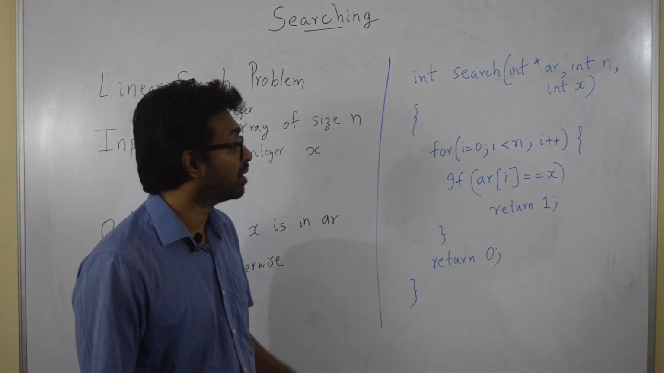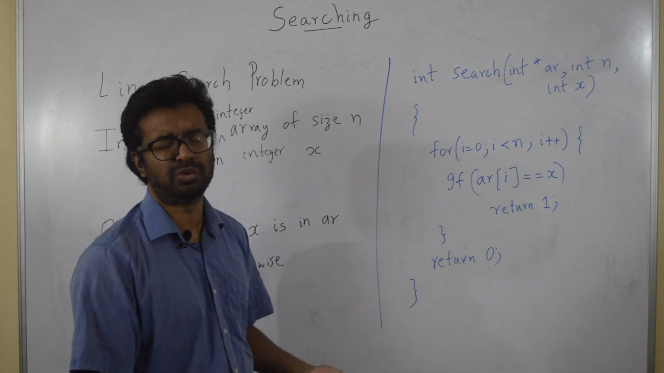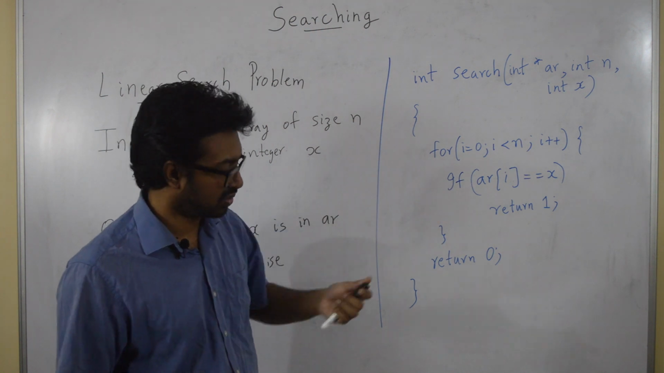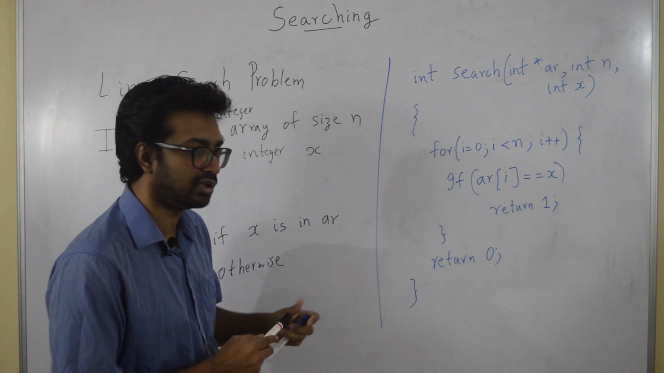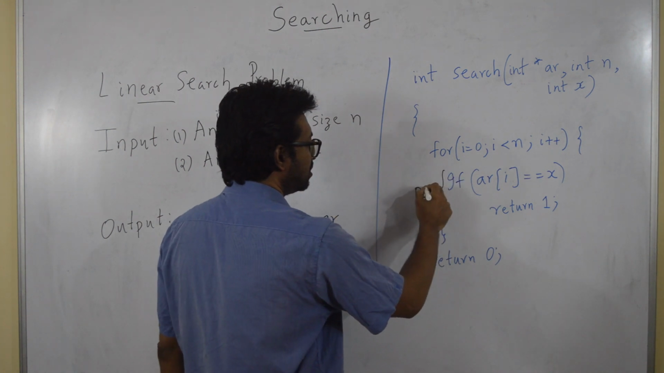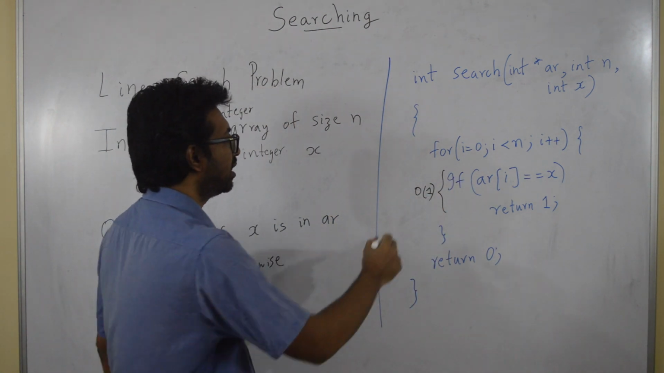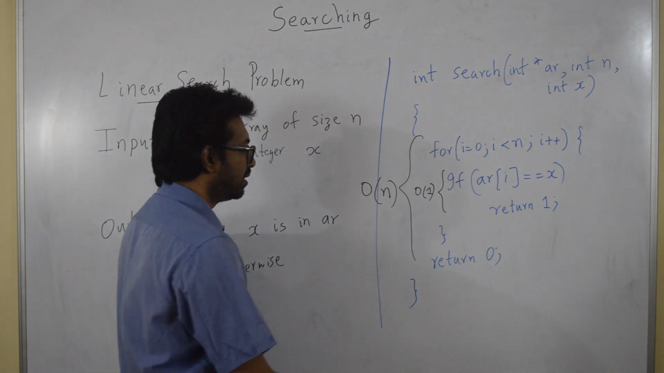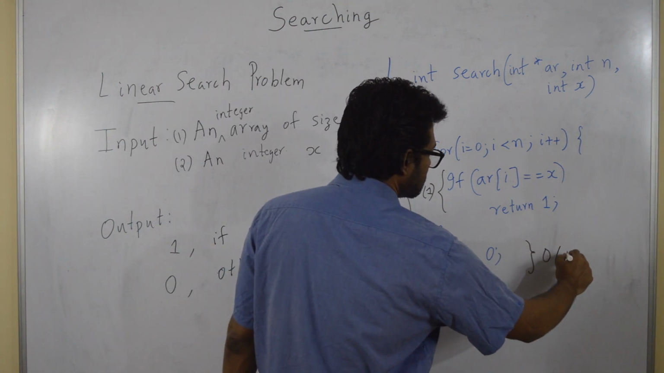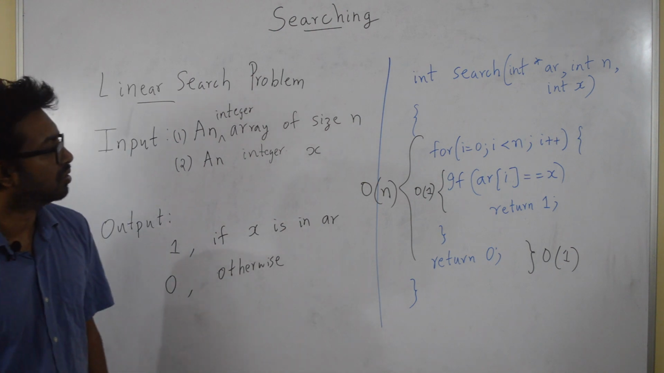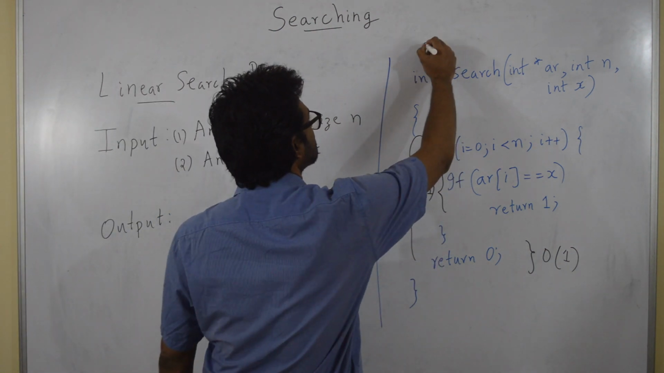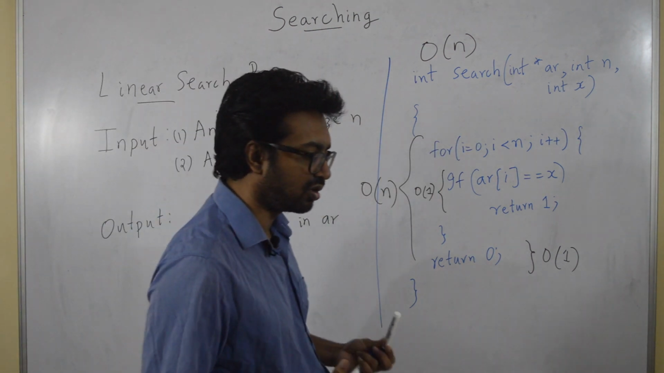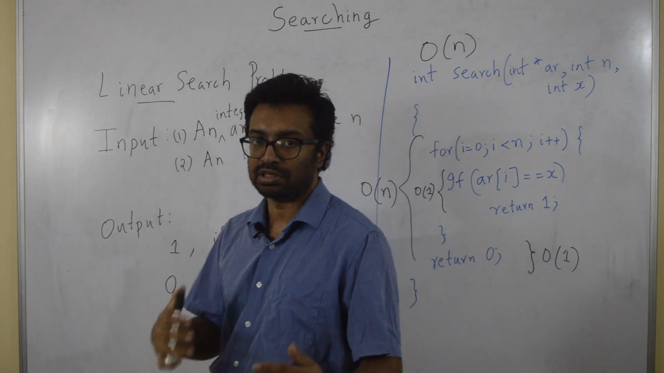What is the running time of this algorithm? We know how to do this; we saw it in the last lecture. This is a for loop. This part takes order 1 time, this entire loop takes order n time, and this takes order 1 time. So the running time of this algorithm is order n. Okay, this is clear.